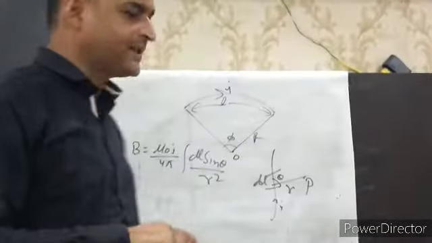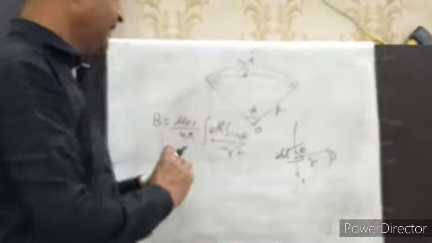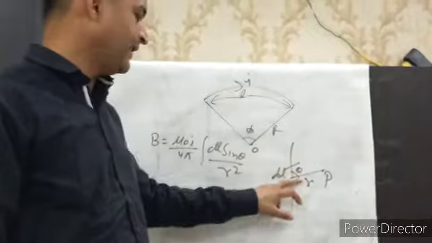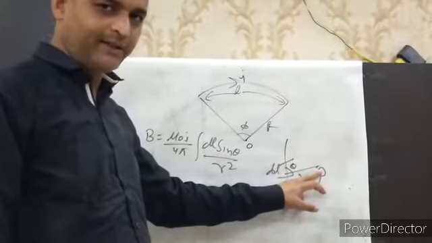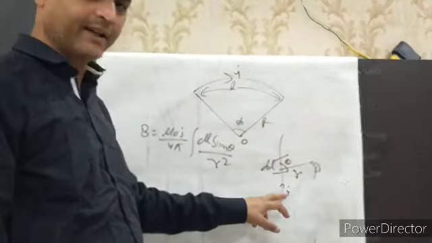Theta is the angle. Okay, students. So this is the magnetic field due to wire. To clear everything, this theta is the angle between dl and r. r is the distance of the point where we have to find out the magnetic field. This is the wire carrying current I.